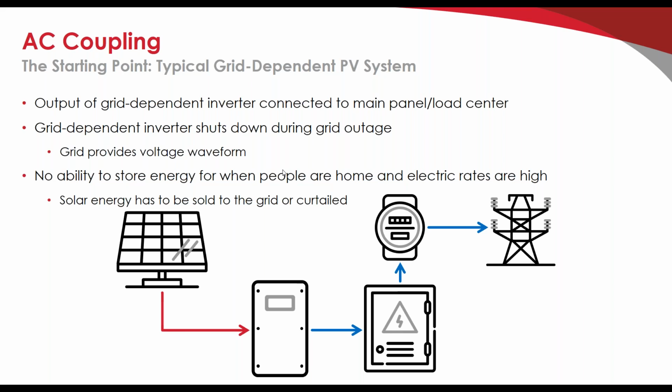So what's your starting point for AC coupling? What does this look like when you first get out there to the site? Well, you'll see the output of the grid-dependent inverter connected to the main panel or the load center, and then the grid-dependent inverter shuts down during the grid outage, because the grid's providing the voltage waveform, and the grid is telling that inverter that it's okay to produce power from the array. And then you have no ability to store energy for when people are home, when electric rates are high. Your solar energy has to be either sold to the grid or curtailed.